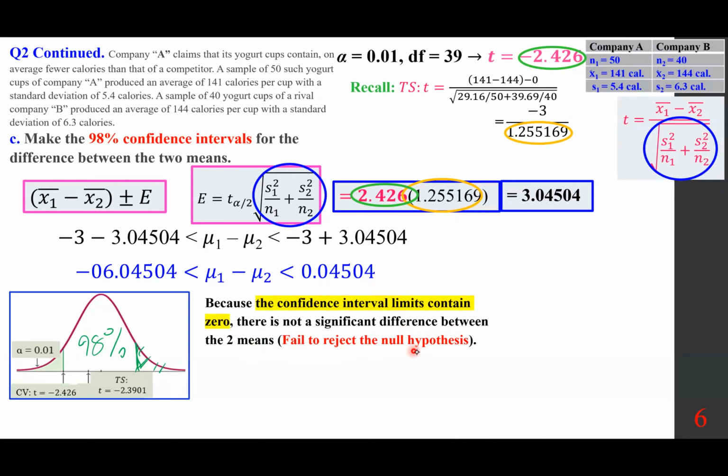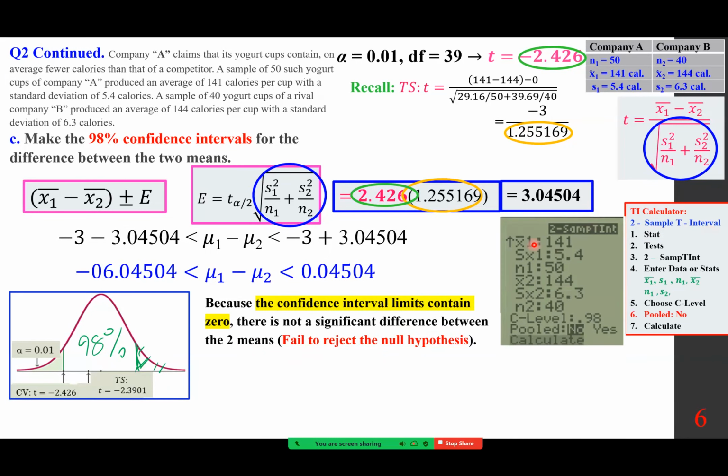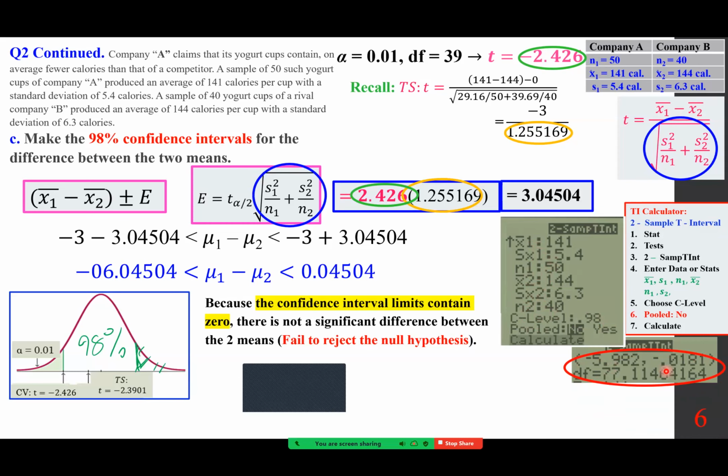The only thing that might have a difference is, again, when we use technology. So if we use the technology, two sample t interval, and we plug in x1 bar, s1, n1, x2 bar, s2, n2, and 98%, and is it pooled? No. When we do the math, this is what we get: minus 5.982 to minus 0.018. So obviously it's different than what we have.